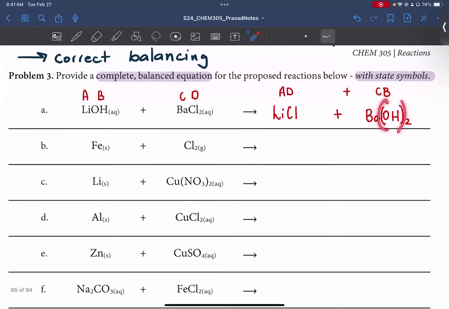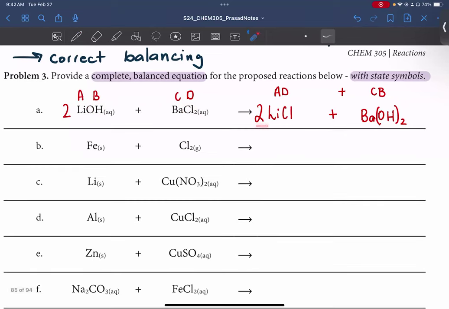Starting with OH, because I saw it first, if there's 2 on the right, then all we need to do is just put a 2 on the left. OH is balanced. Next up, we have chlorine. There's only 1 on the right, and there's 2 on the left. We just put a 2 in front of it. So the problematic ones were the OH and the Cl.